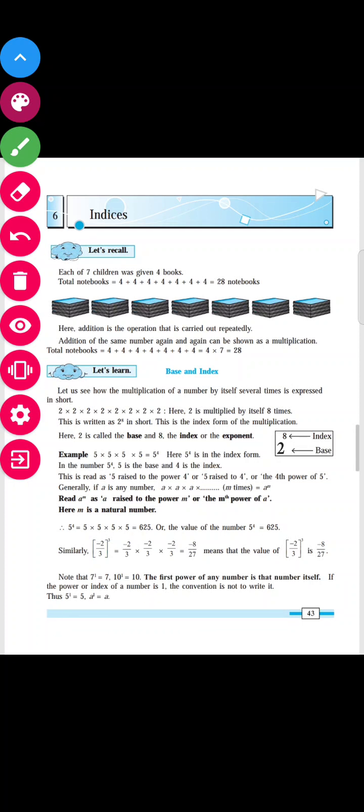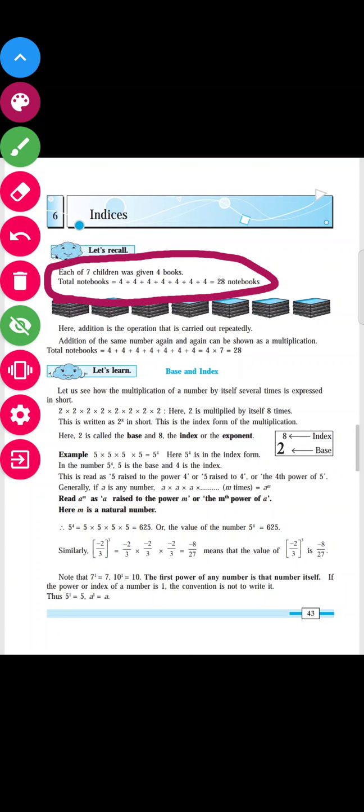First, let us recall the first example here. 4 plus 4 plus 4 is added 7 times. Yes, 4 is added how many times? 7 times. So how do we write it shortly? 4 multiplied by 7. Correct? Instead of writing 4 seven times, we write it as 4 multiplied by 7. It gives you the same answer. Finally, the answer is 28.